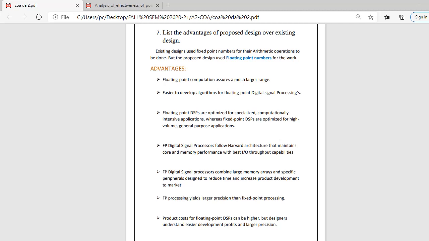In terms of larger area, it is an advantage. It has an advantage also in terms of digital signal processing applications, signal processing, and in terms of precision compared to fixed point processing. This is a floating point processing unit, so it has larger precision than fixed point processing. Also in terms of cost, I differentiated advantages over the existing design.